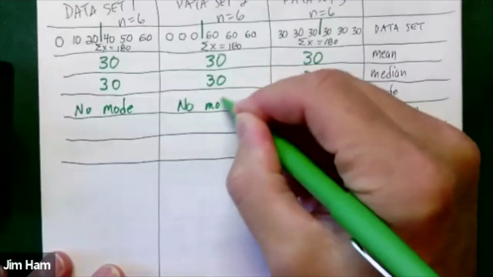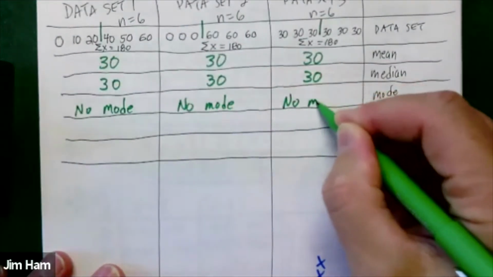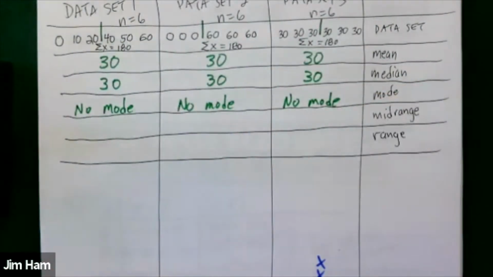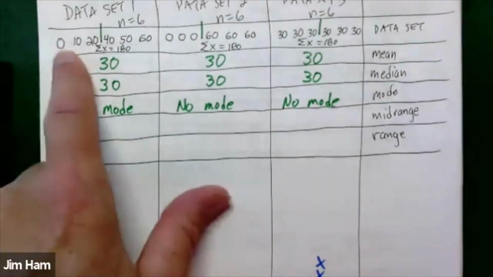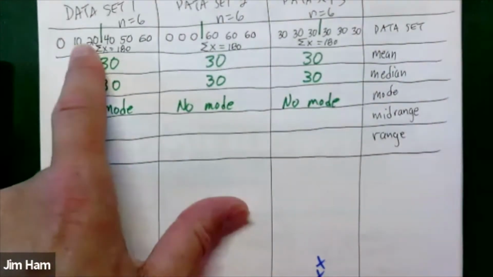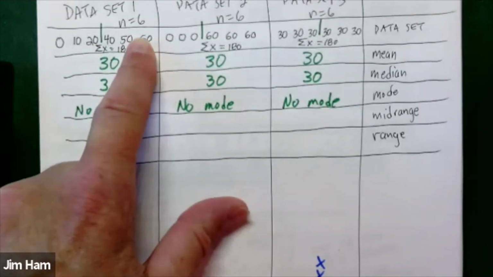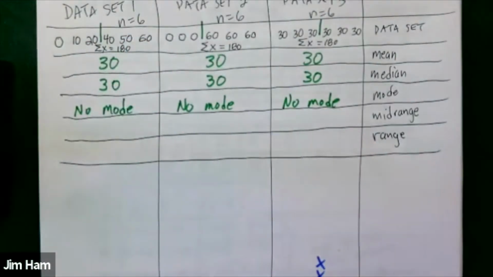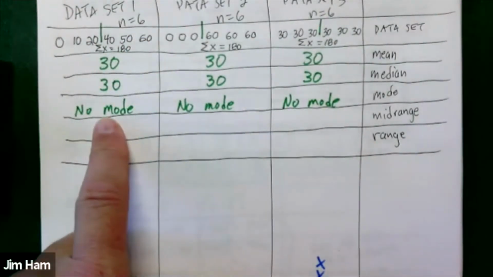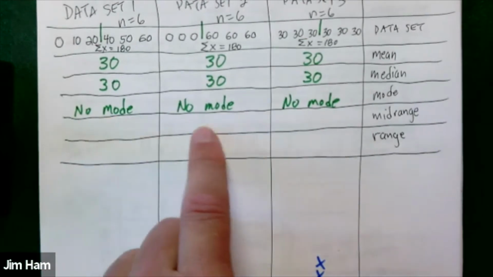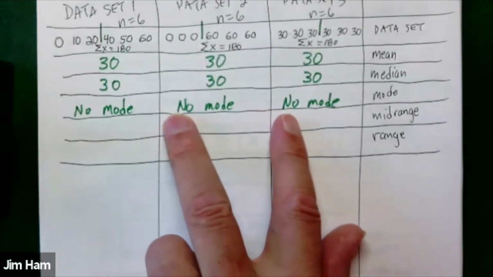In order to have a mode, you have to have a data value that appears more than some other data value. All of these data values, the 0, the 10, the 20, and every other one, appear exactly one time. There's no data value that appears more. And I think most of you got that one correct.